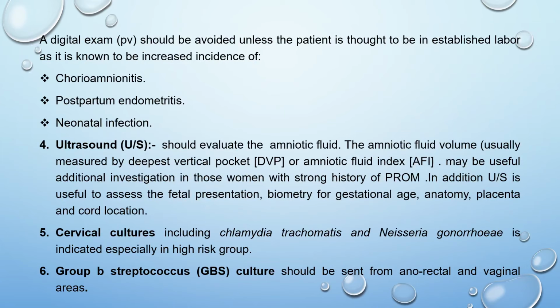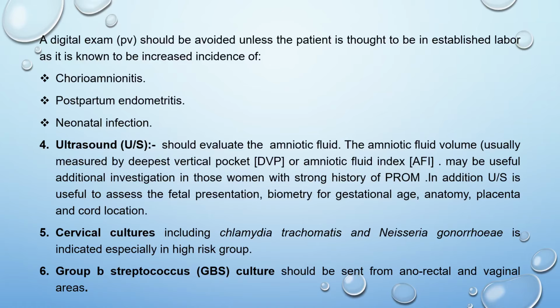Digital vaginal examination should be avoided unless the patient is thought to be in established labor, as it is known to increase the incidence of infection. Why? I do the vaginal examination only if the patient has uterine contractions and is complaining of abdominal pain. At that time I should assess the cervical dilatation to know whether she has preterm labor or not. Okay, if she has labor, I see how much the dilatation is; to continue the labor, I let her continue, or if I can, I stop it, as we said in the previous lecture. So why don't I do the digital examination? Because the risk of chorioamnionitis, postpartum endometritis and neonatal infections will all increase with vaginal examination, especially repeated vaginal examination.